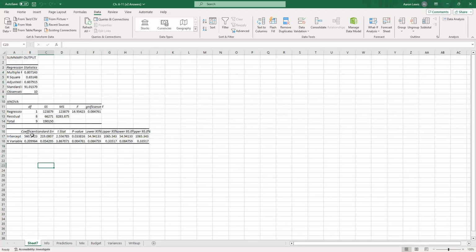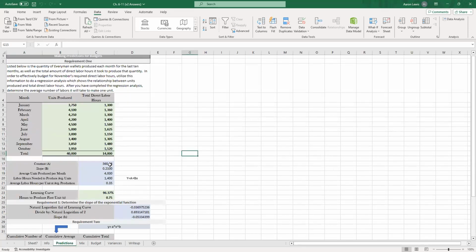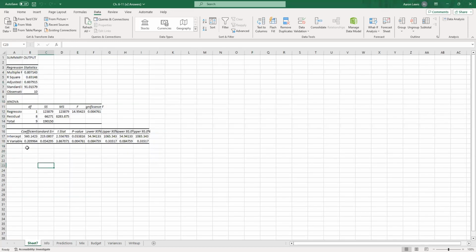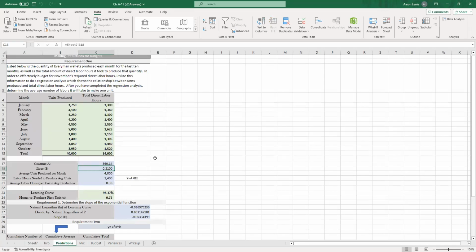And we would have our coefficient for our constant, and we would have our slope, our variable that we could use to determine how much extra time an additional unit is going to take us to produce. And with that, we can fill in those numbers. So those numbers right there are exactly the same as these two numbers that we have over here, our constant and our slope.